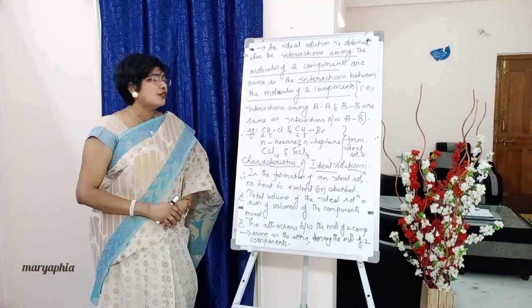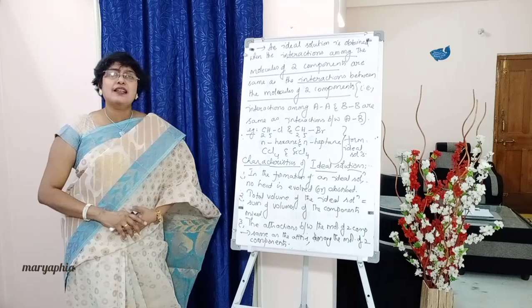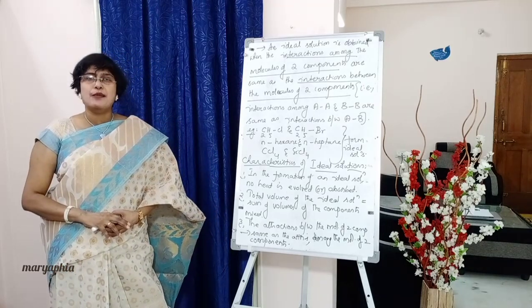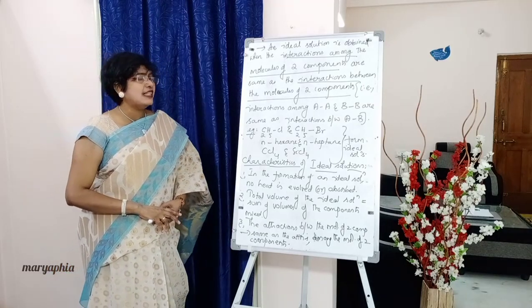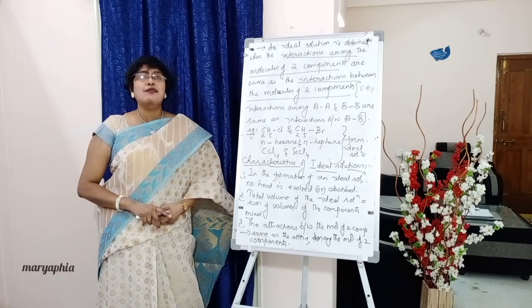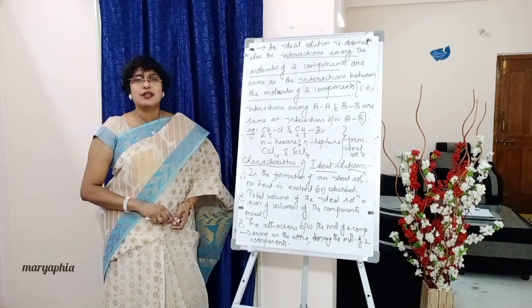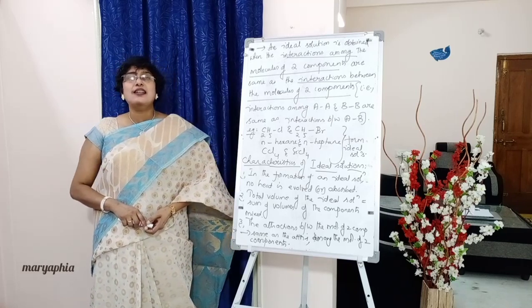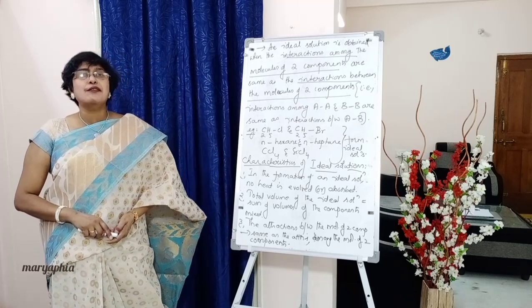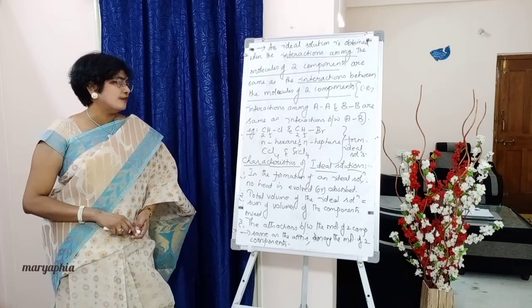Below, write down, I have quoted a few examples. Ethyl chloride and ethyl bromide can form an ideal solution. N-hexane and N-heptane also can form an ideal solution. CCl4 and SiCl4, carbon tetrachloride and silicon tetrachloride, also can form an ideal solution.